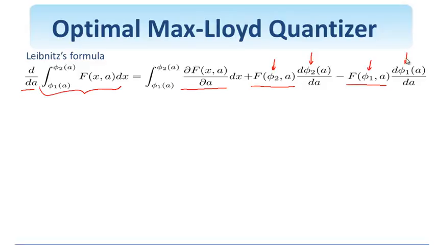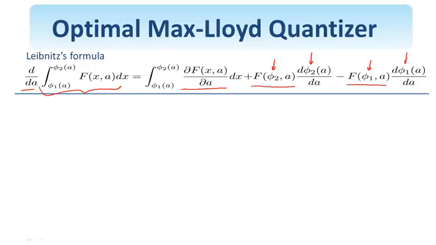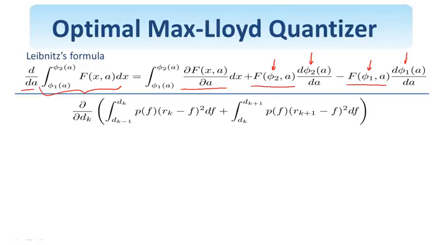We will apply this formula to find again the partial of the variance of the quantization error that I showed a few slides earlier. If we look at that formula, we see that there are two terms that depend on d of k. This first one where d of k is the upper limit of integration, and the next one where d of k is the lower limit of integration. For values of f between d of k minus 1 and d of k, they are all mapped or quantized into r of k, while when f is between d of k and d of k plus 1, all the values of f are quantized into r of k plus 1.